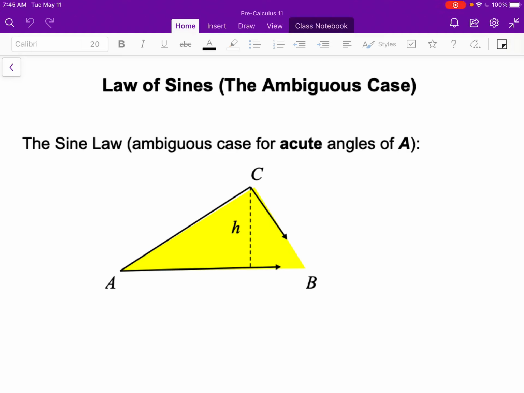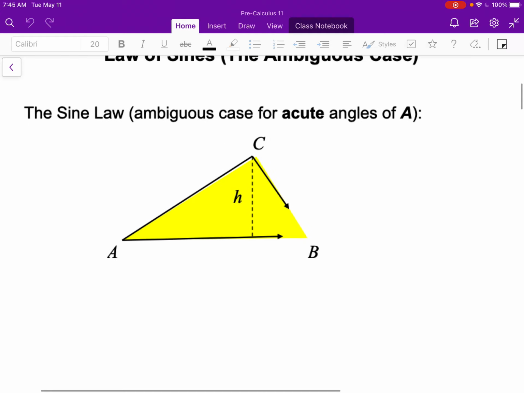All right, so this is the second part of the lesson on the sine law, or law of sines, what we call the ambiguous case, which means in certain scenarios there can be two possible related but distinctly different triangles that have a lot of the same sort of setup.